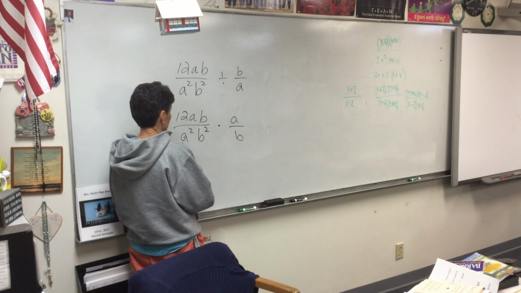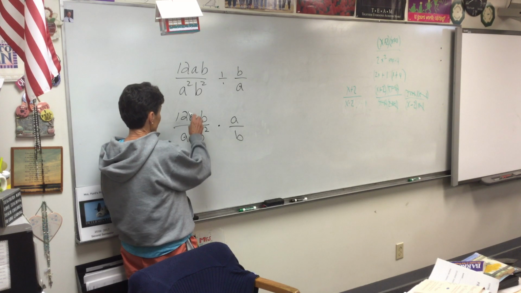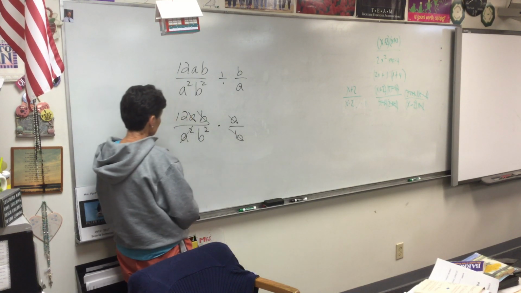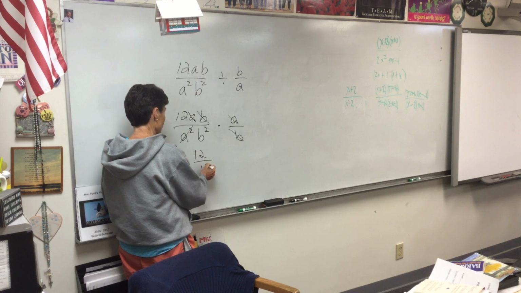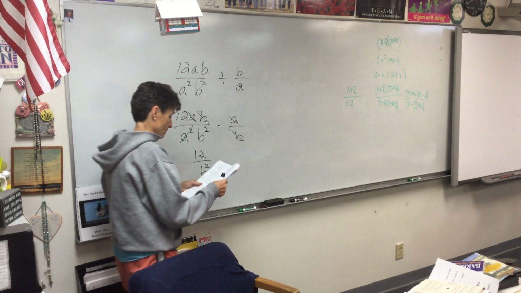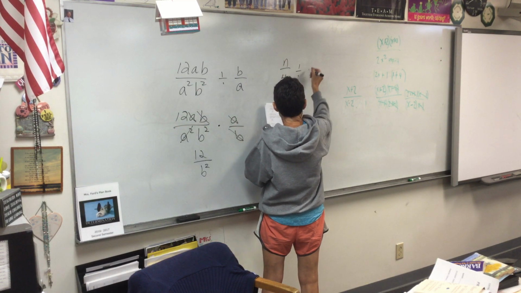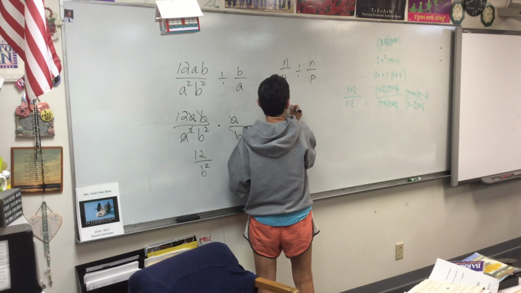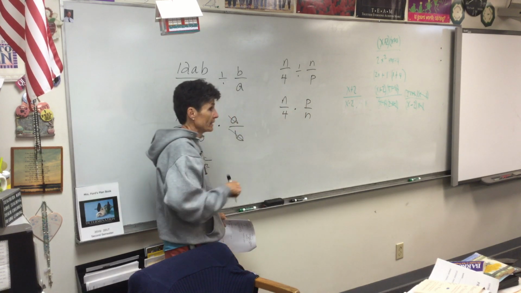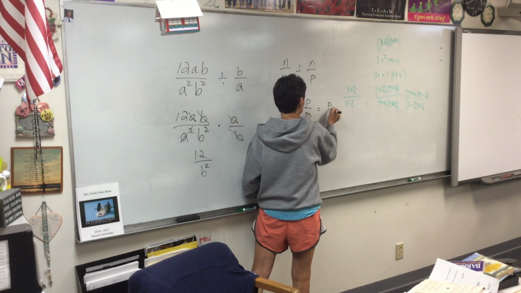Then we go just like we have been. On the top I have an A and an A that'll cancel with that. I have a B that'll cancel. I got 12 over B squared. What about you guys? So number 2, it's a division problem, so we copy the first one and flip the second one. Everything cancels anywhere we want, so we just get P over 4.